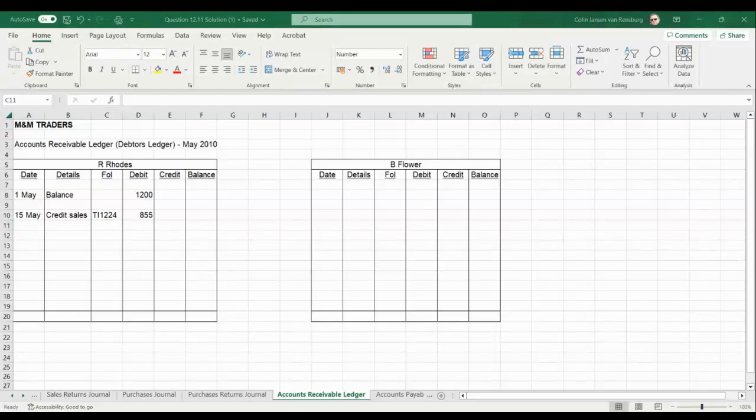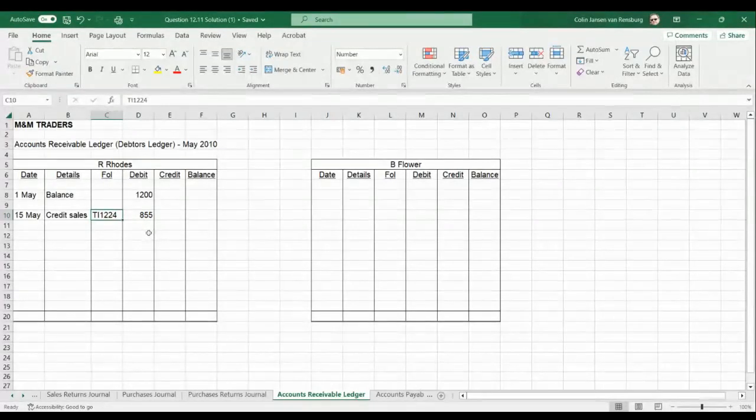Let me just double check the microphone. Yes, the microphone is on. So what we were saying is, we know that the amount was 855. So we give it an imaginary date. Let's say it's the 15th of May. And then the details, it was credit sales, so it was sales that we made on their account. The folio will simply be our invoice number. So let's assume that this was tax invoice number 1224 for 855 rands.